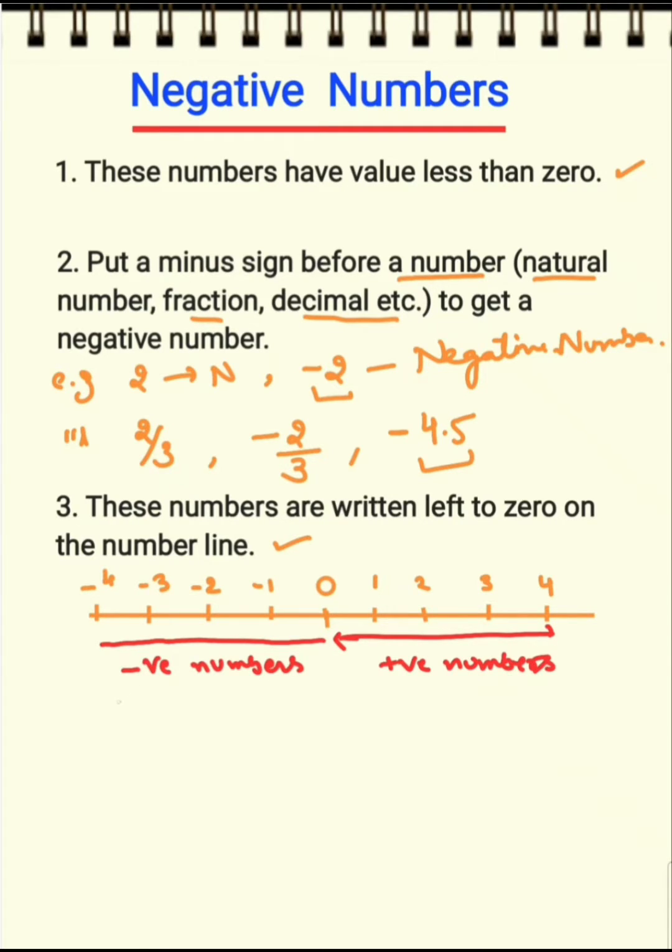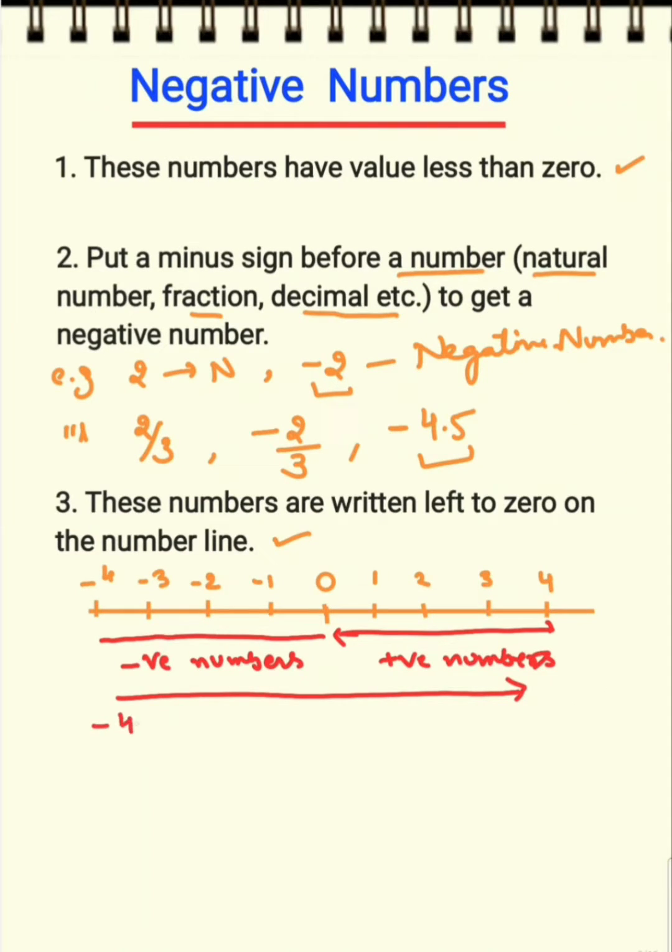And from left to right, the value of a number increases. This is the increasing order of numbers. Means negative 4 is less than negative 3 and negative 2 is greater than negative 3. This is the increasing order. All these numbers are greater. So we can write here like this also.